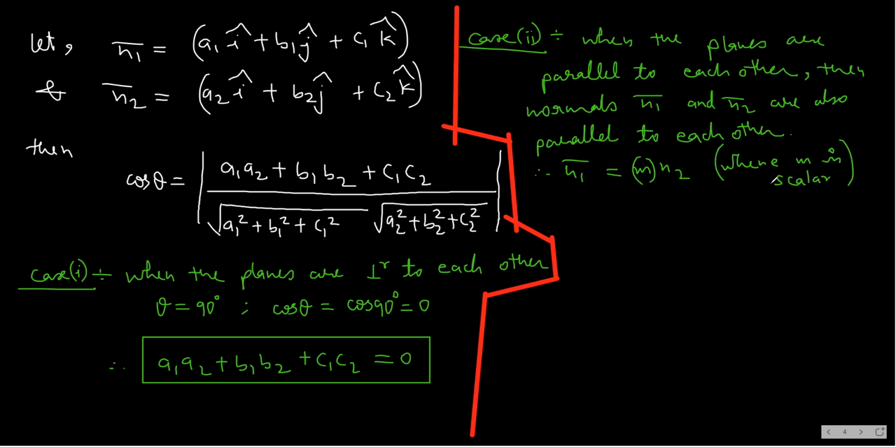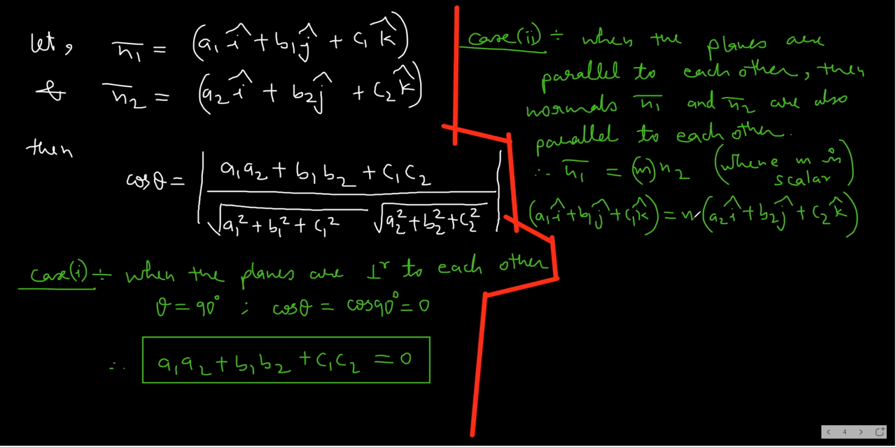Now see students, if m is a scalar, see what will happen. What was n1 bar you wrote? You wrote n1 bar as a1 i cap plus b1 j cap plus c1 k cap equals m times, and what is n2 bar? a2 i cap plus b2 j cap plus c2 k cap.